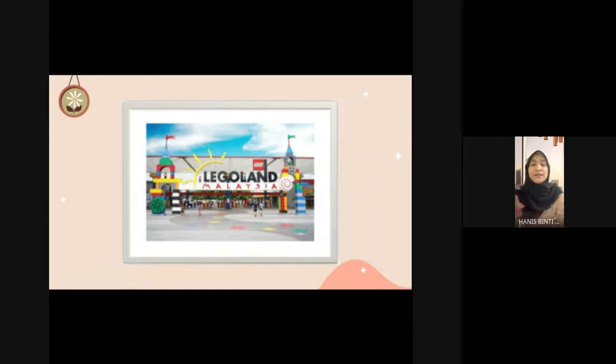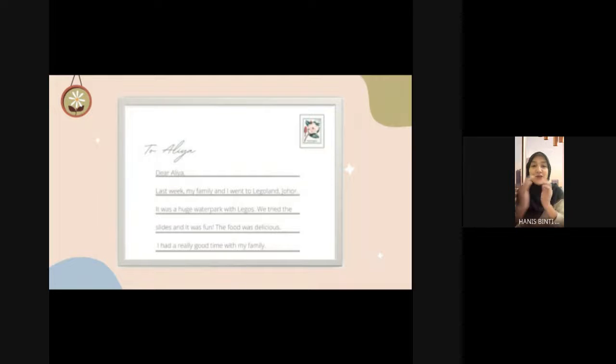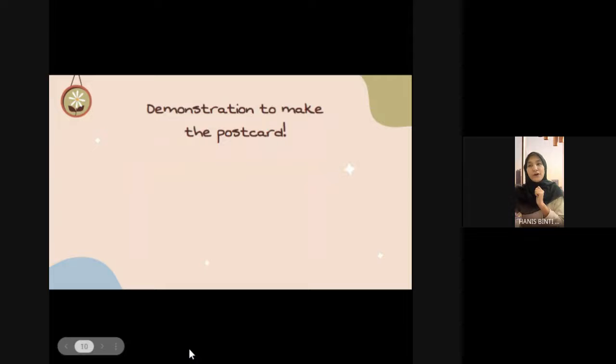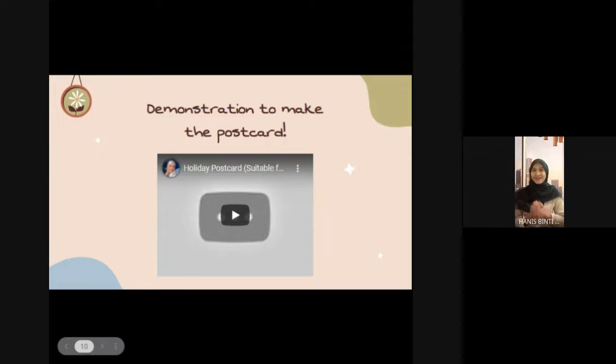Okay, so this is the front of the postcard. Let's say I go to Legoland in Johor. This is the back side of the card, where you can see the recipient for my postcard, a stamp, and also the things that I would like to share about my holiday. So this is an example. Let's move on to a demonstration by me on how to make the postcard. This demonstration is uploaded on YouTube, so you can watch it anytime you feel.